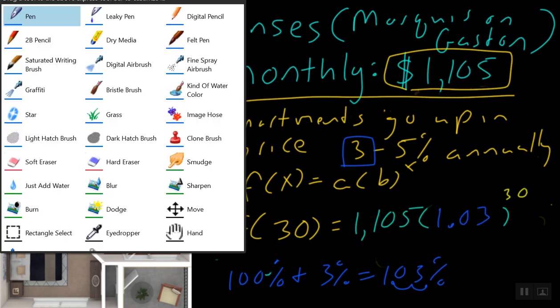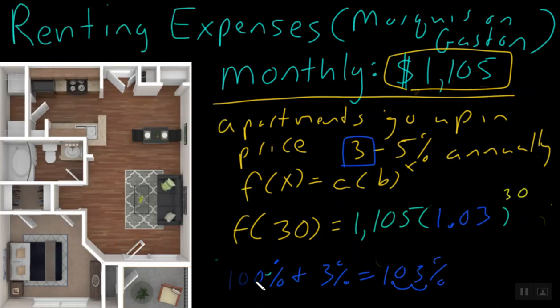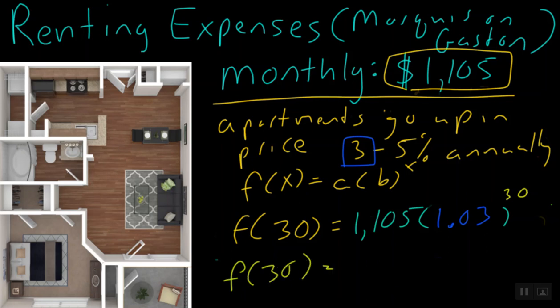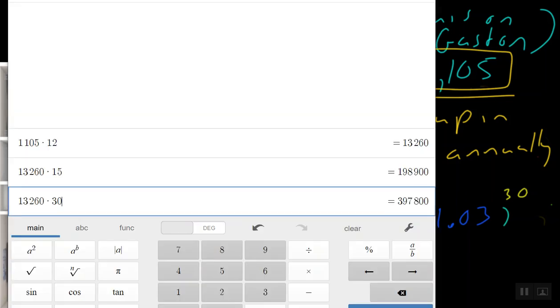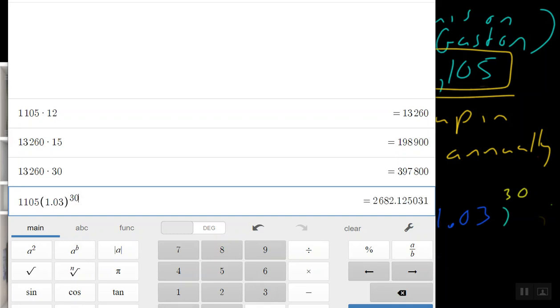So guys, remember, you have to be very, very careful when finding your exponential growth or depreciation rate that you're adding or subtracting to 100. Now let's go ahead and test this out. How much would this apartment potentially cost 30 years from now? So we're going to go ahead and do 1,105 parentheses 1.03, so we're assuming a 3% growth rate. We click this A to the B, and we're going to test this over 30 years.